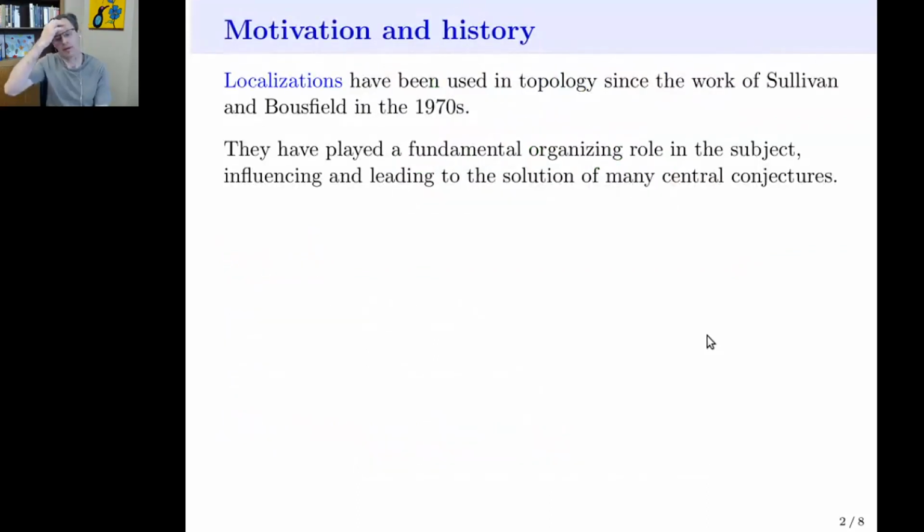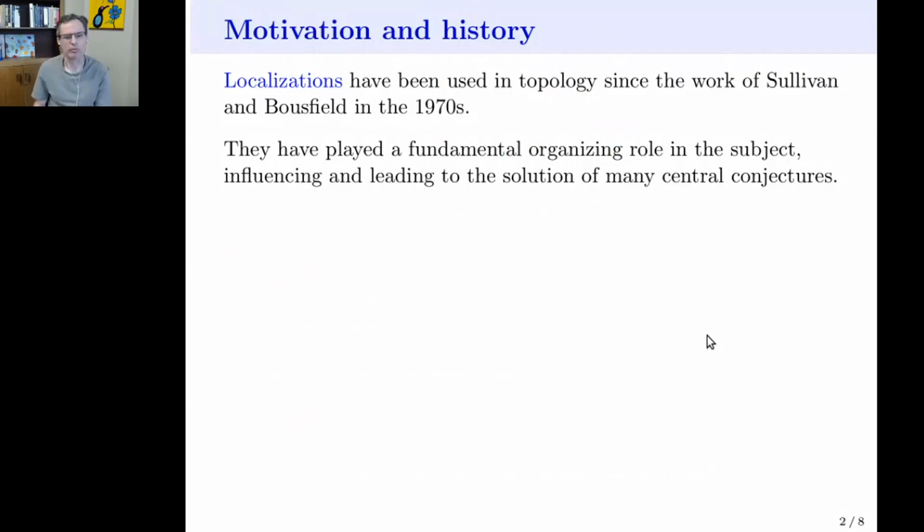Okay, so a bit of history. Localizations are really prevalent in topology. They started in the 70s with work of Sullivan and Bousfield. And they play a really fundamental role to try to organize a lot of conjectures in the field and help solve some of these conjectures.